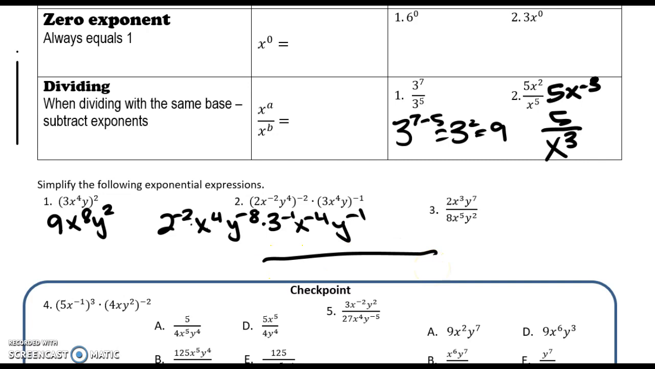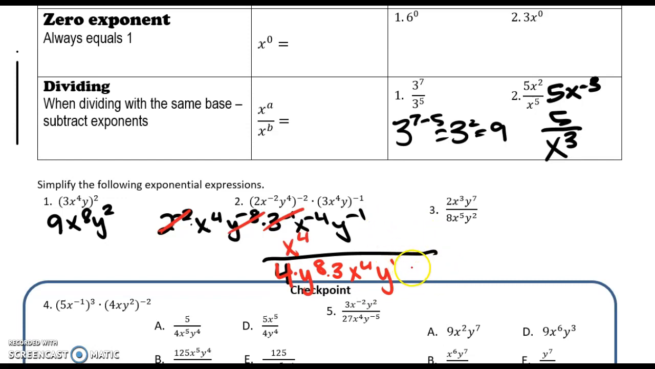I'm going to change color so you can see it. So 2 to the negative 2nd is, to the bottom is 2 squared, which is 4. Well, maybe I didn't change colors. So that takes care of that. X to the fourth is positive, so it stays up top. Y to the negative 8 is down here, turns into y to the positive 8. 3 to the negative 1 turns into 3 to the first, which is just 3 down here. X to the negative fourth gets sent down, and y to the first also gets sent down.